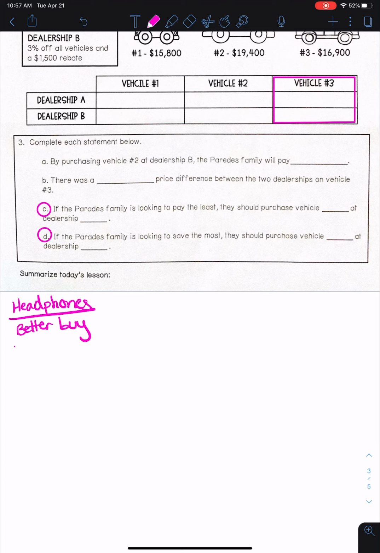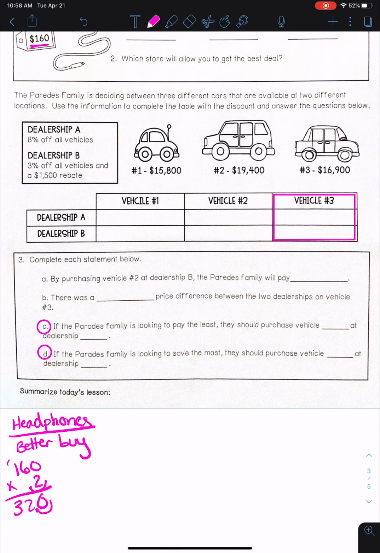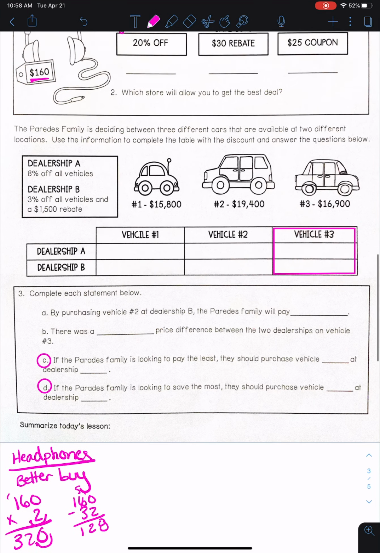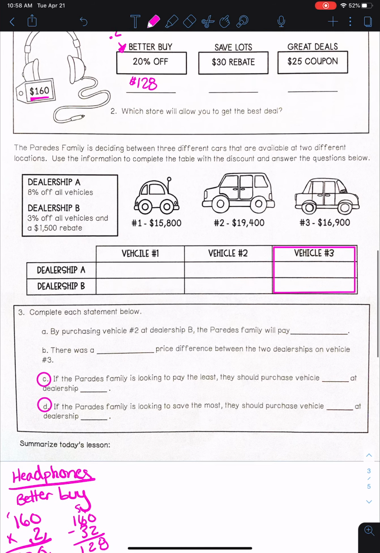So I'm going to take 160 multiply 20%, which is 0.2. And I'm going to move my decimal once. I'm going to get $32. So I'm going to save $32. So I need to take 160 minus 32. 8, 2, 1. So at Better Buy, I'm going to pay $128 for my headphones.